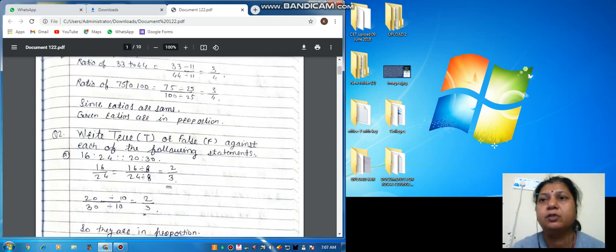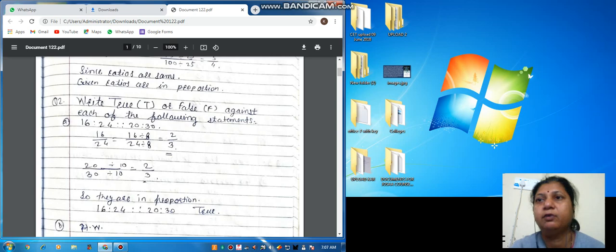So same question but a little bit different here. Second question: write true or false against each of the following statements. The statements are given here. We have to write whether they are in proportion. If they are in proportion, you have to write true, and if they are not in proportion, you have to write false. Okay, let's start.